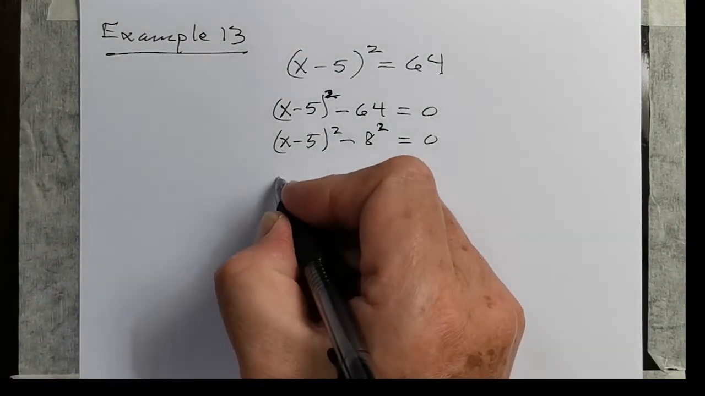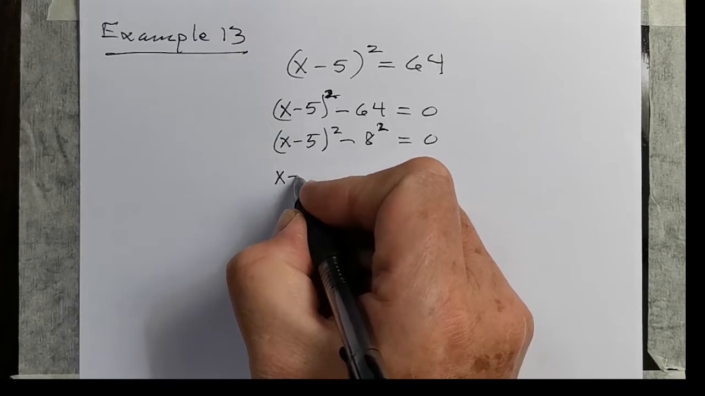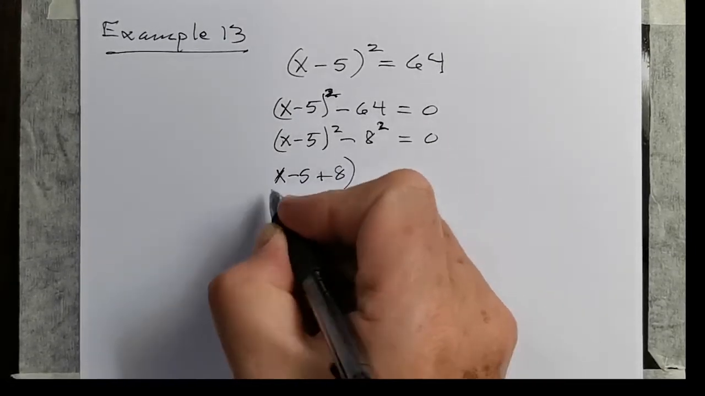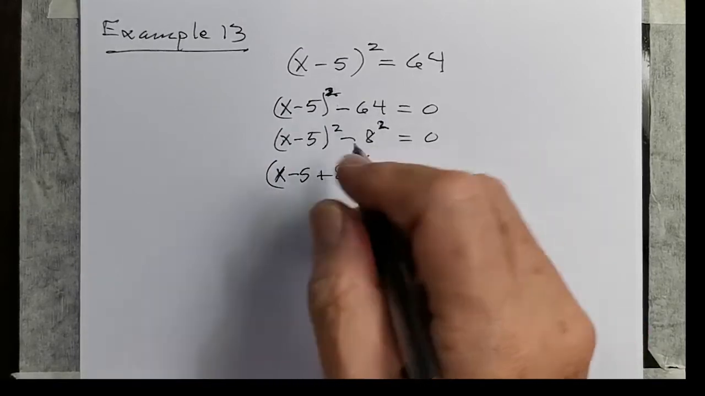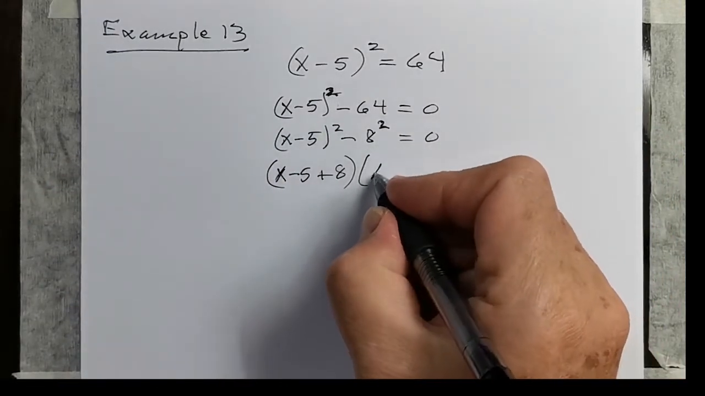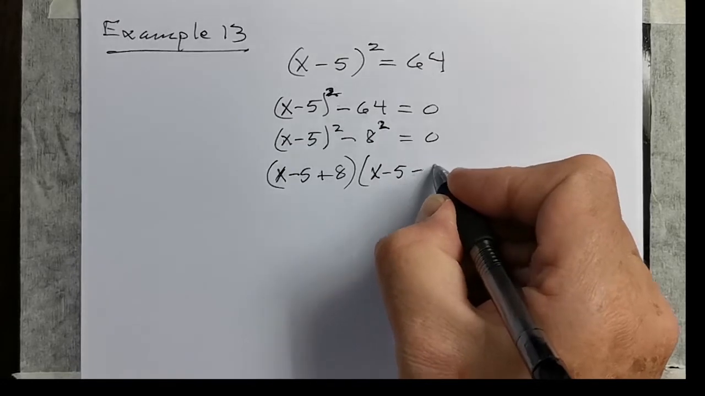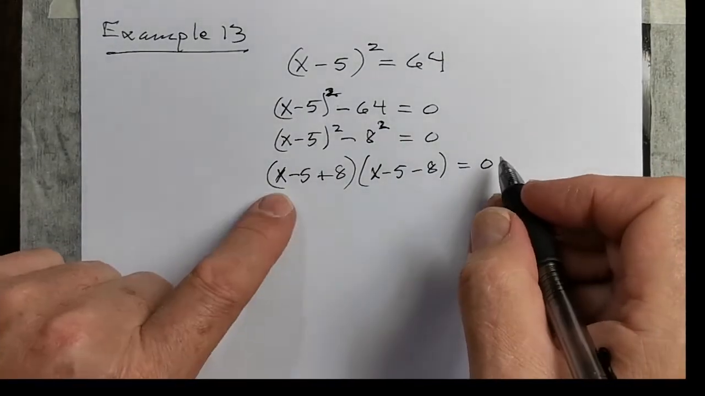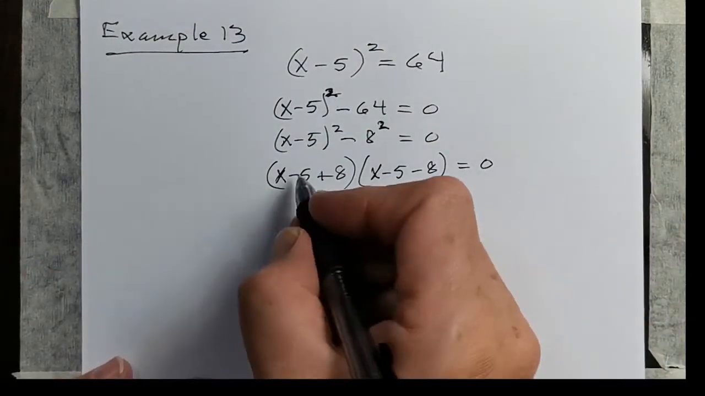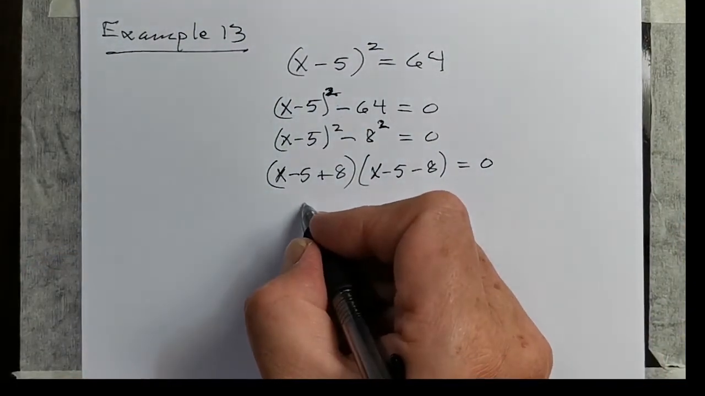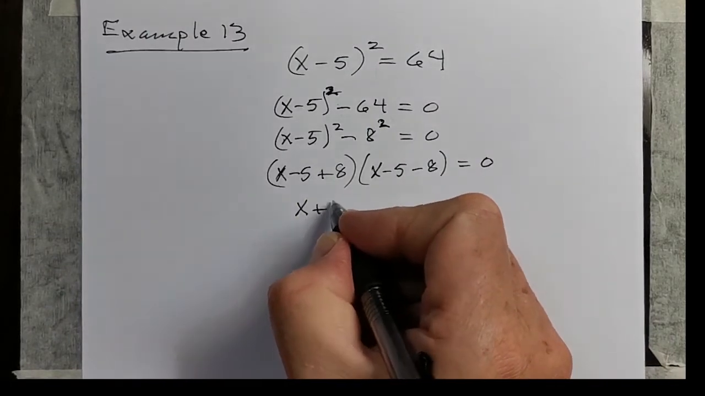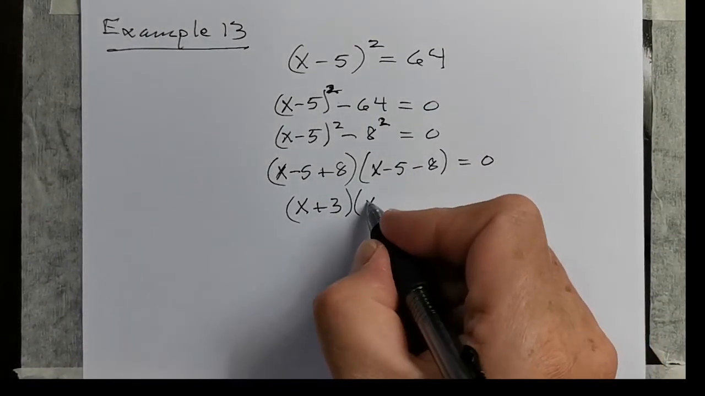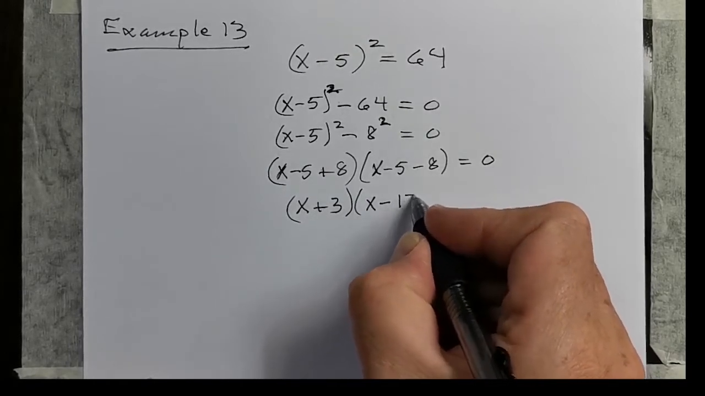Just factor it. A plus b times a minus b. Difference of two squares. A plus b is x minus 5 plus 8, times a minus b, which is x minus 5 minus 8. The product equals 0. What is x minus 5 plus 8? This would be x plus 3. And x minus 5 minus 8 is x minus 13.